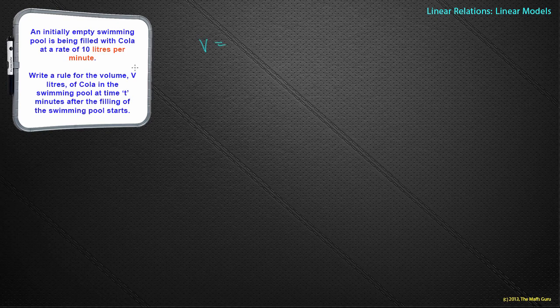It's telling us that it's being filled at a rate of 10 litres per minute. What does that actually mean? 10 litres per minute. It means that in every single minute it's having 10 litres added to it. So every minute I'm filling this thing, it's going to be 10 litres bigger. So if I call my minutes the letter m, that means every minute I'm going to have 10m more litres. Okay, so I want a formula that starts V equals.